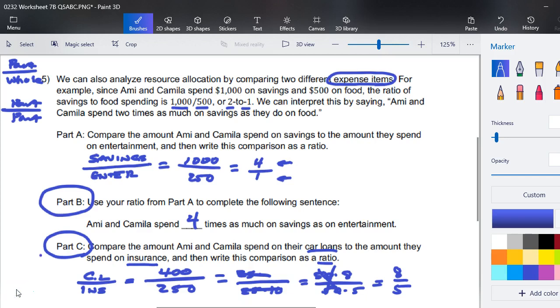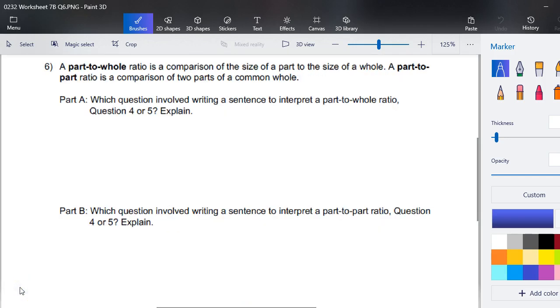Now part D asks us to use the ratio from part C to complete the following sentence. Amy and Camilla spend blank times as much on car loans as on insurance. So I've grabbed my calculator, and I've got 8 divided by 5, and I'm getting 1.6. So to answer part D, Amy and Camilla spend 1.6 times as much on car loans as they do on insurance. So make sure you've hit pause and you've already answered question 6, and then come back and join me and we'll finish up this lesson.